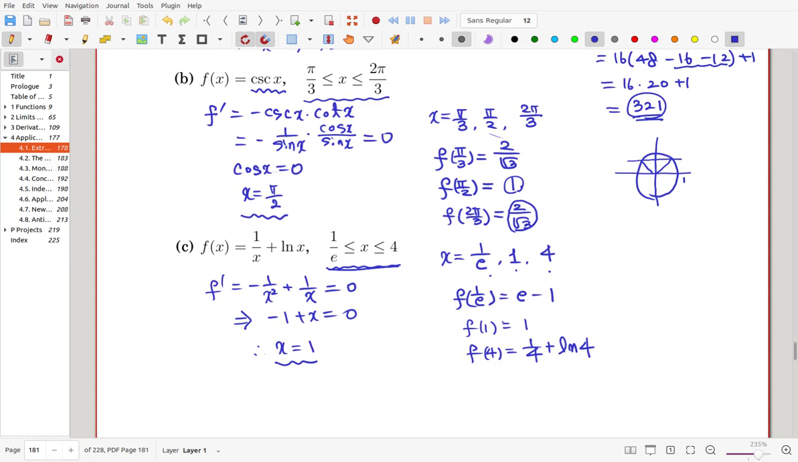Now it looks like this is larger than that one, so this one is the absolute minimum, and that is the absolute maximum.